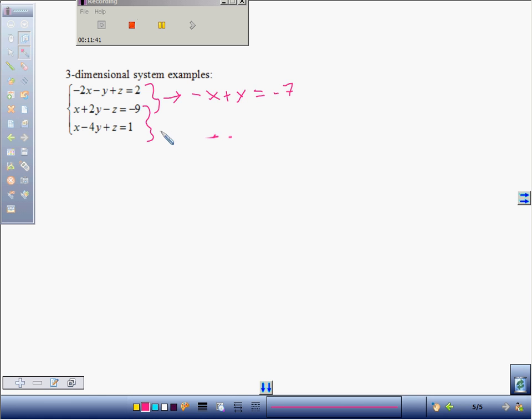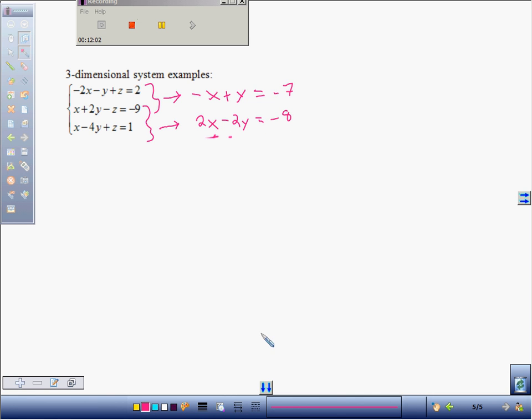So when I get x plus x gives you 2x, 4y and 2y gives you minus 2y. And again, the z's cancel out, which is very convenient. See that? And 1 and negative 9 gives you negative 8.